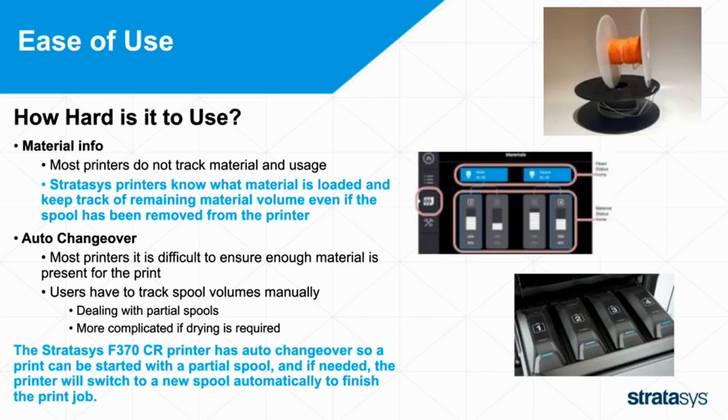And so most printers do not keep track of the material volume on the spools. And so it becomes very difficult to know if you can produce a part, and if that printer is going to stop, or if it doesn't have a filament out sensor, it won't stop, and you'll basically be printing in air and have to reprint the next day. So Stratasys printers know exactly what material is loaded. You can see in the middle there, there's a screen.